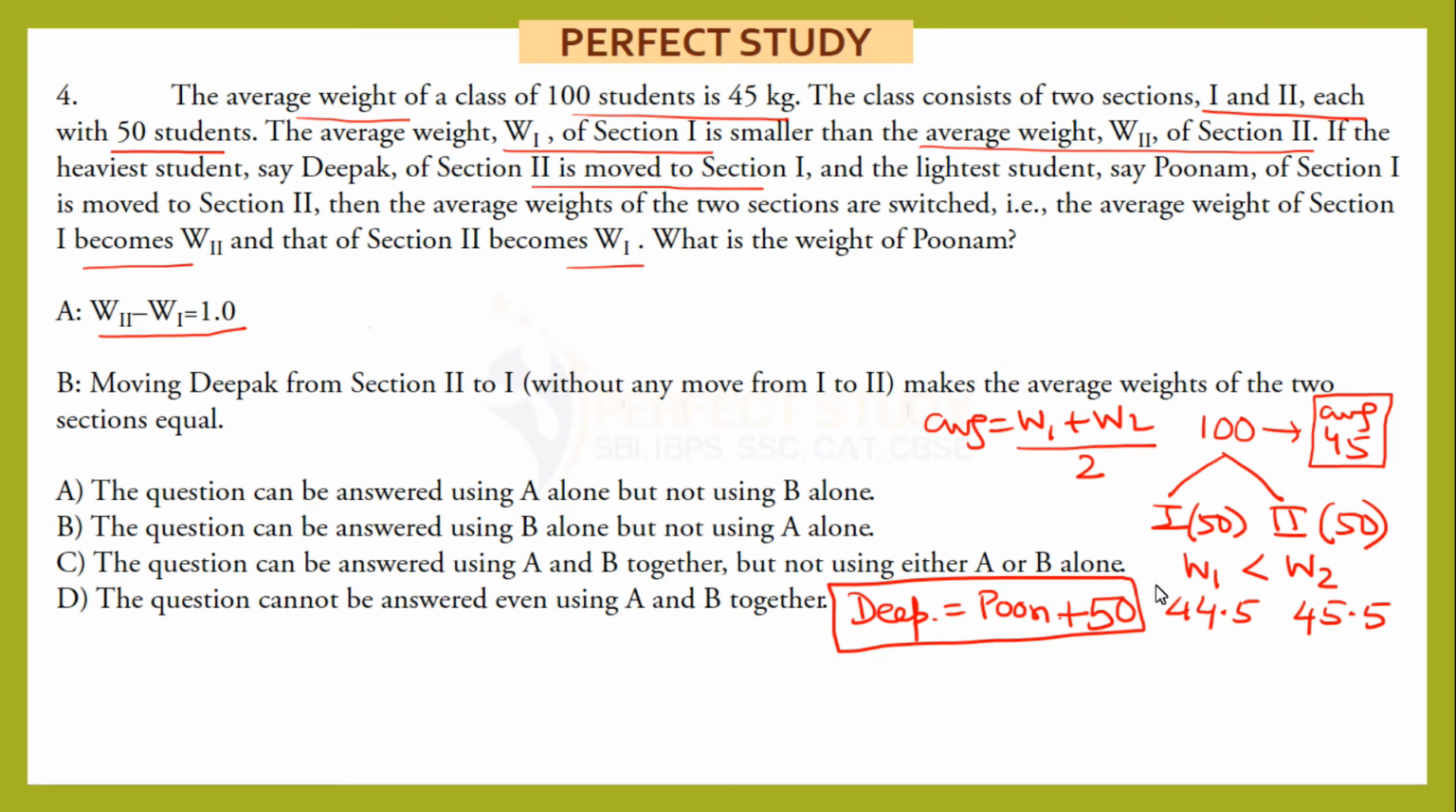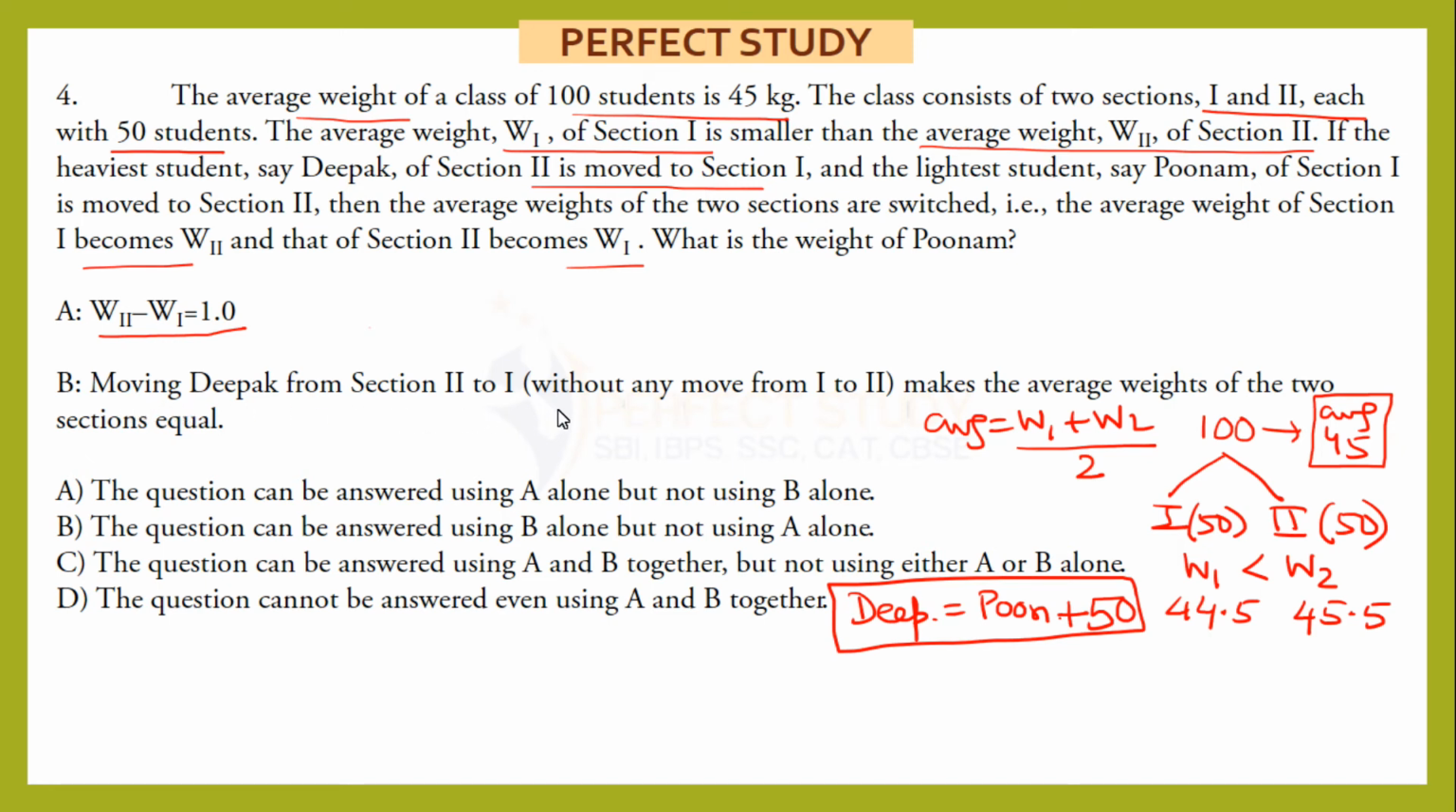when Deepak comes here and Poonam goes here, the average increases by 1 and the total increase is 50. That does not mean that Deepak is 50 or Poonam is 50. It simply means Deepak and Poonam's difference is equal to 50. So from here we can't get exactly the weight of Poonam. Now let's see the next one.